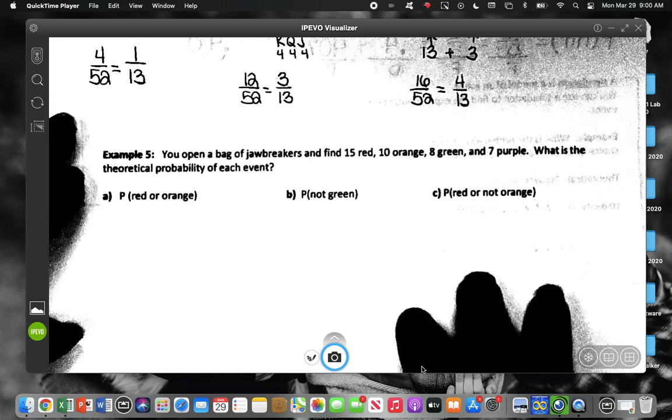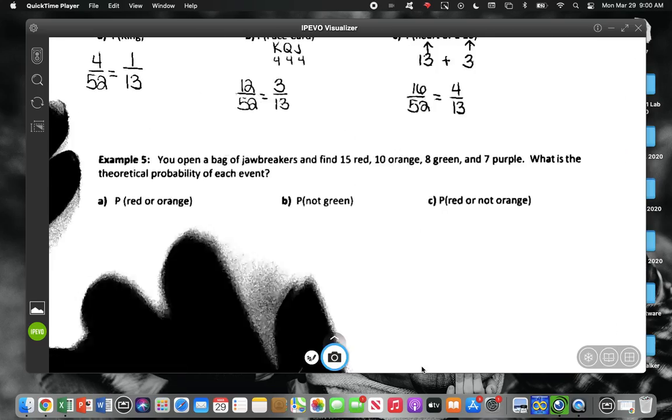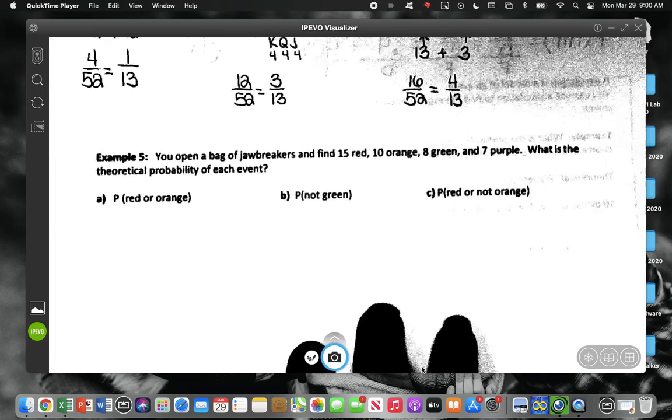All right, so example 5 is going to be our last one for the day. And you guys do not have an assignment today. You'll have an in-class assignment tomorrow.